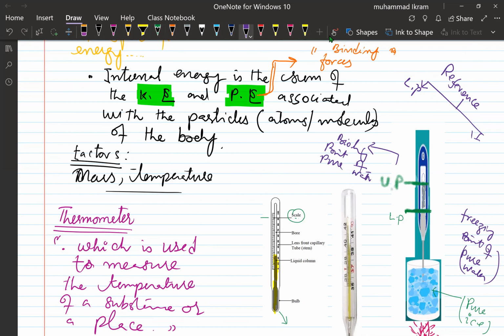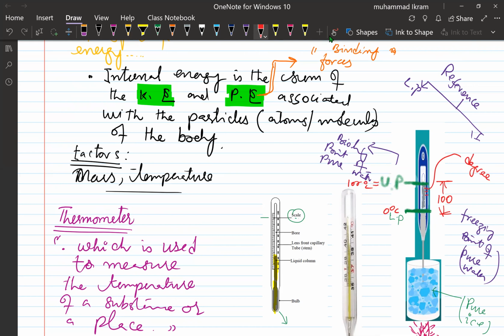Now you have the upper reference point and you have the lower reference point. So the distance between the upper and the lower reference point is divided into divisions which suit your scale best. For our case, we divide this, for example, into 100 divisions. We mark the lower reference point as 0 degree centigrade and the upper reference point as 100 degree centigrade if it is a centigrade scale. The length between the upper and the lower reference point on the scale is divided into 100 divisions, such that each single division is called a degree.